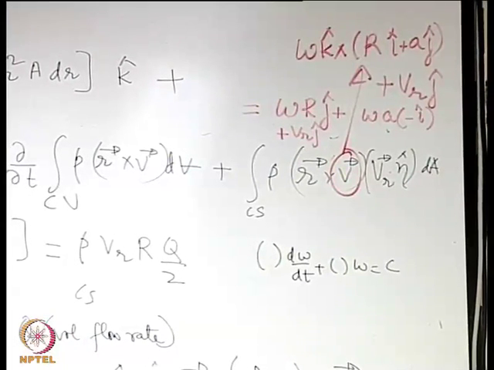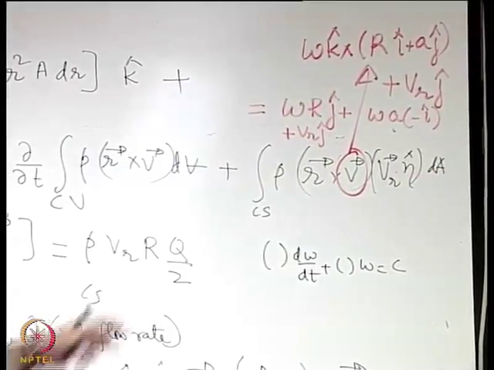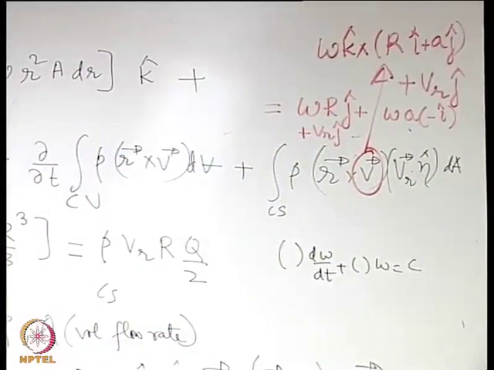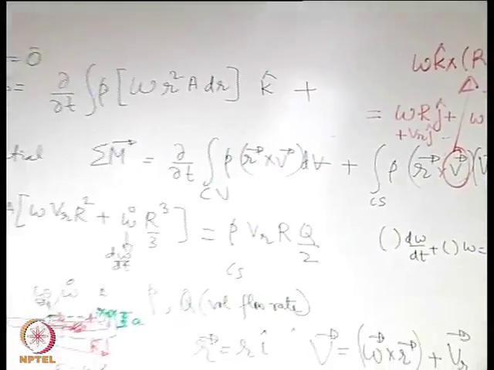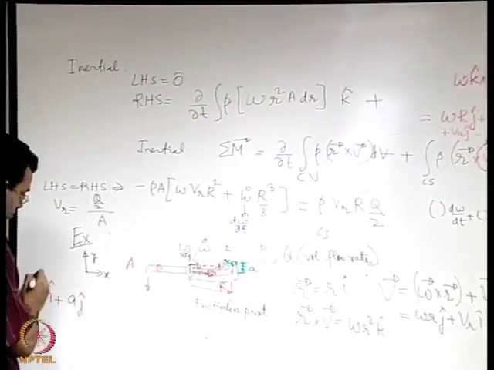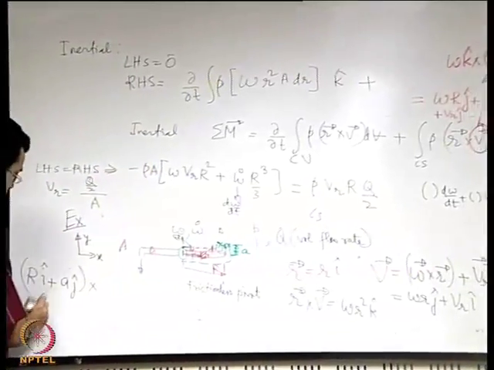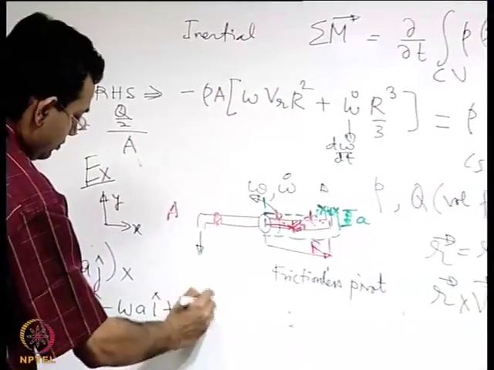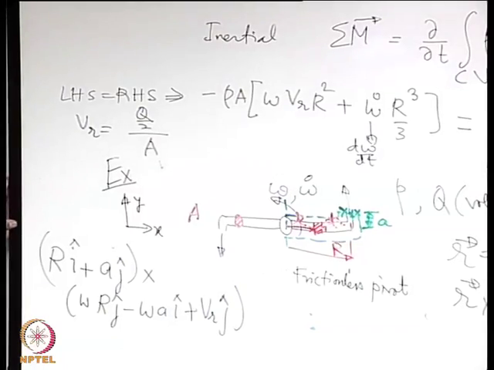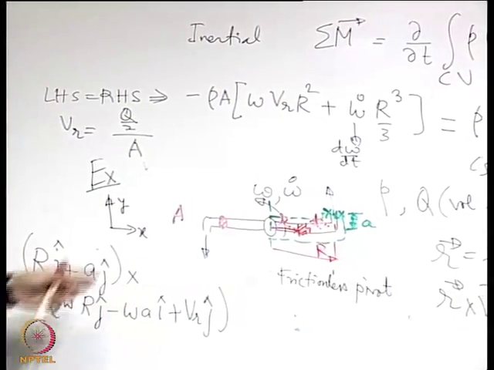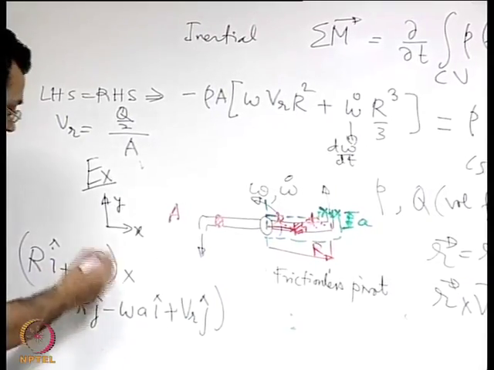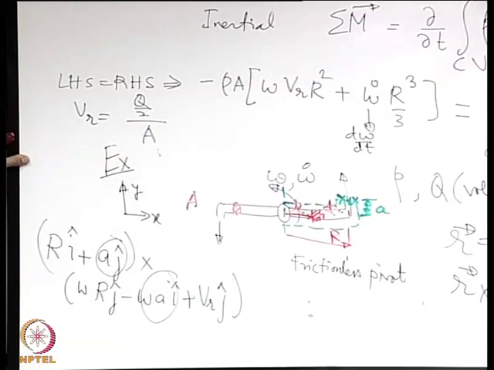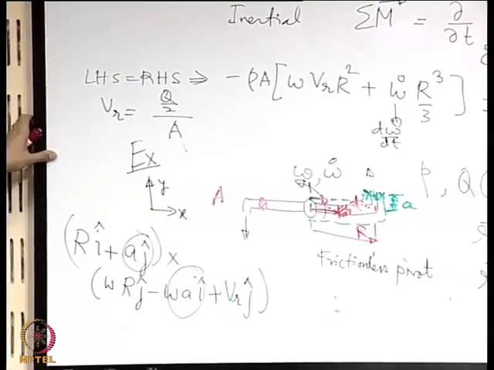So if you make another R cross with that, then what is that R? That R is again this capital R I plus A j. So what is that R cross, cross with that one, omega r j minus omega a I plus v r j, right. So here if you neglect small a, then like that is what is given in the statement of the problem. So just neglect the small a part. So it is omega r plus V r into capital R k.